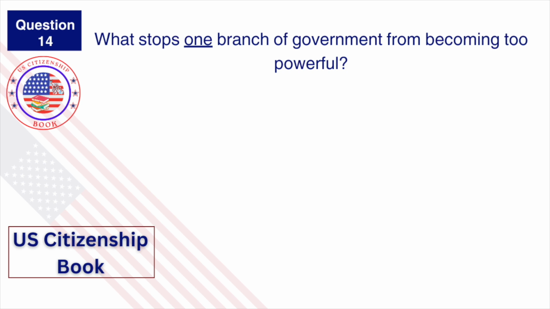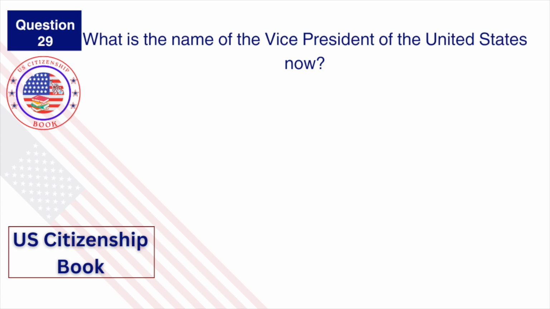What stops one branch of government from becoming too powerful? Checks and balances. What is the name of the Vice President of the United States now? J.D. Vance.